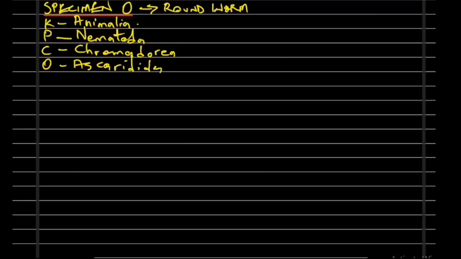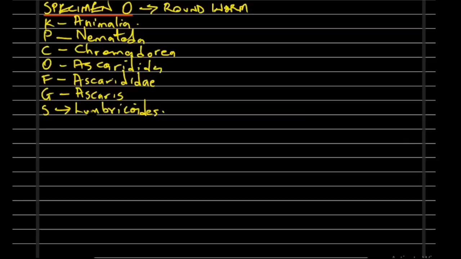We have the family. The family is Ascarididae. That is its own family, Ascarididae. And then we have the genus to be Ascaris. And then the species. The species of this particular organism is lumbricoides. That is the species of this particular organism.